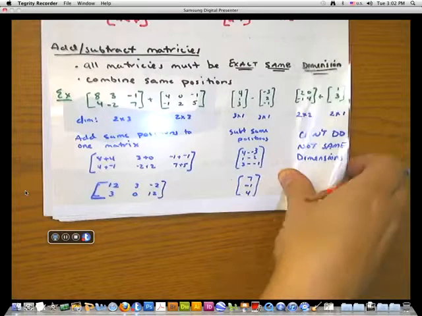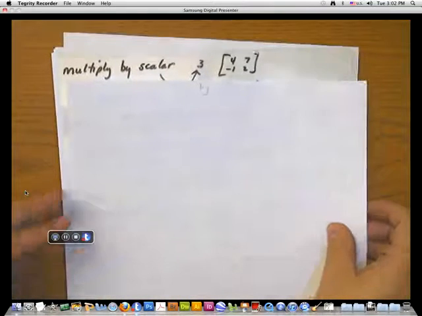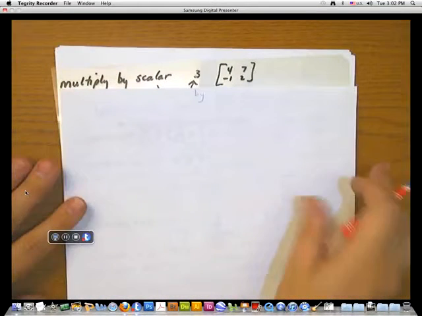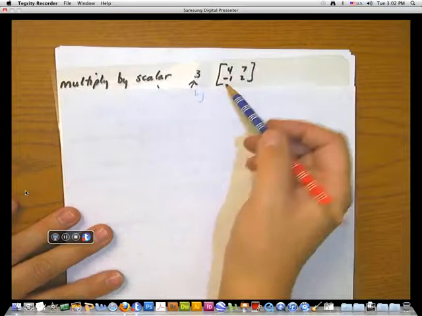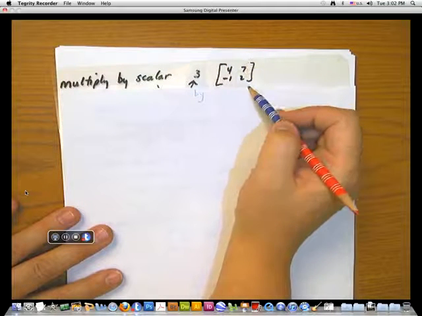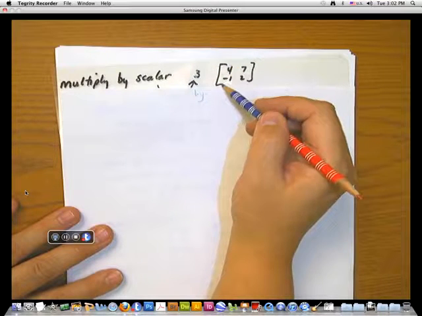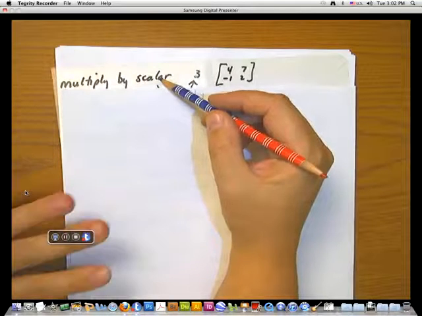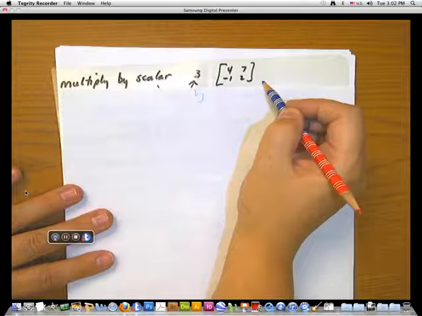Alright, the next thing that we're going to do with our matrices is multiplication by a scalar. A scalar is nothing more than a number that's in front of our matrix. Notice our matrix does use these brackets for its notation. It is not an absolute value because an absolute value does not have the little tops and bottoms to it. So a scalar is a number outside of the matrix.